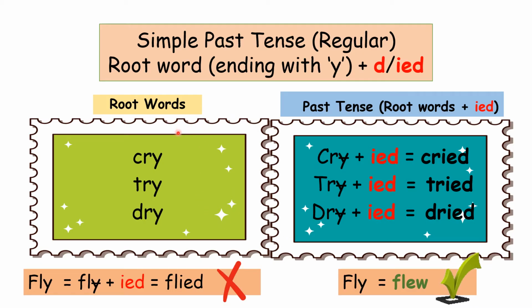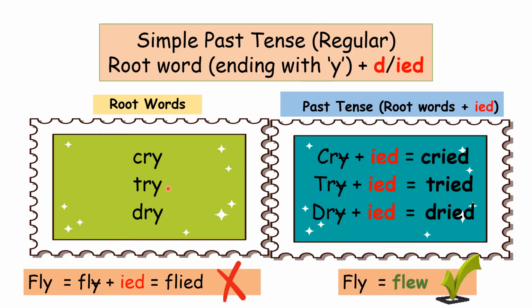For example, the first root word given here that ends with the letter Y is the word cry. Now, cry is a present tense. To change it into past tense, all you need to do is to take away the letter Y and add the letters I, E, D, and you will get the past tense, which is cried. C-R-I-E-D, cried.